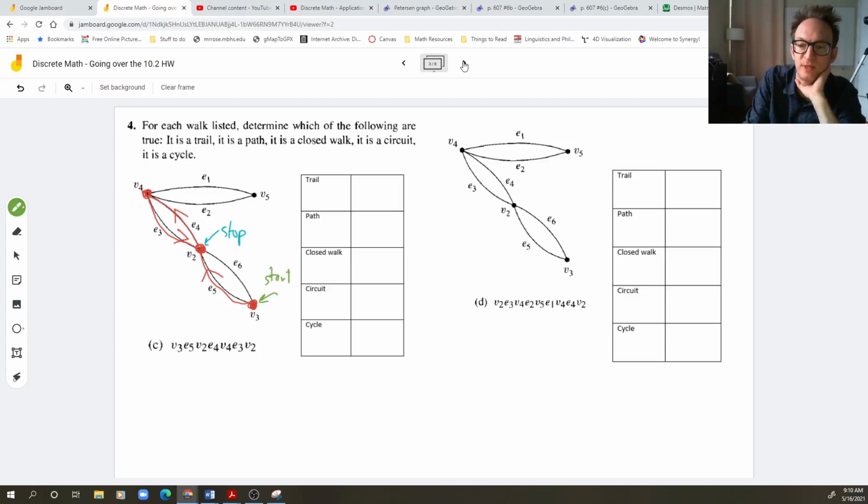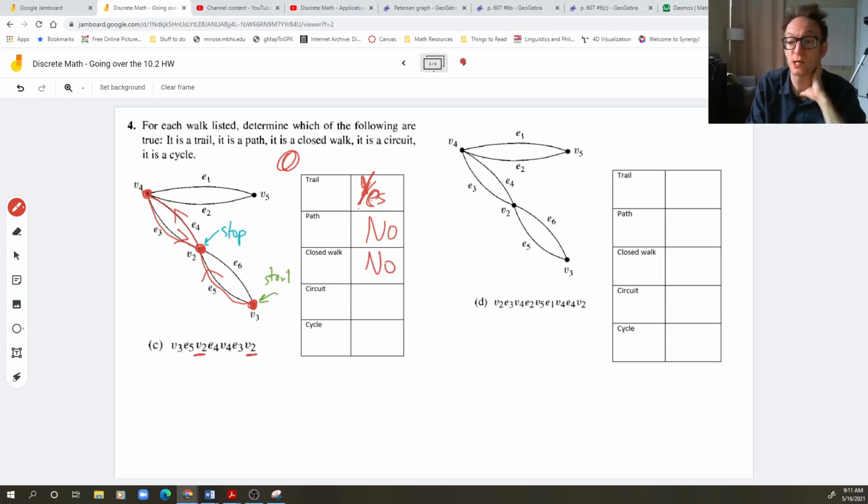What now? Oh man. What now? Is it a trail? A trail does not repeat edges, and this does not repeat any edges. So yes is the answer. Okay, is it a path? A path does not repeat vertices, but this does repeat vertices. So this is not a path. In particular, V2 is repeated, right?